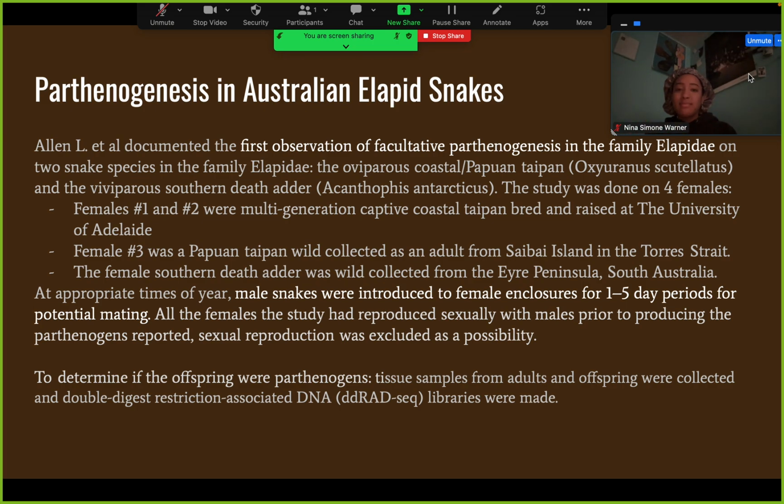So all the females had the chance to reproduce sexually, but they chose not to. And in this study, the females did reproduce sexually previous to having parthenogenic children, which means that these offspring weren't a result of stored sperm, and they most likely were not a product of incest or inbreeding.